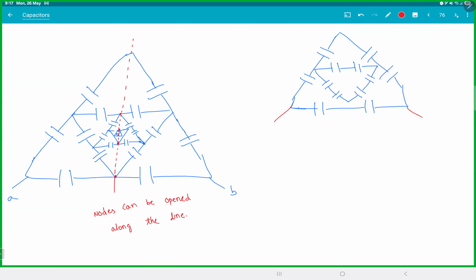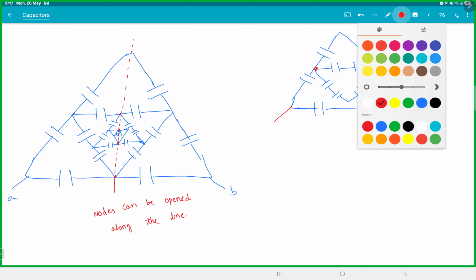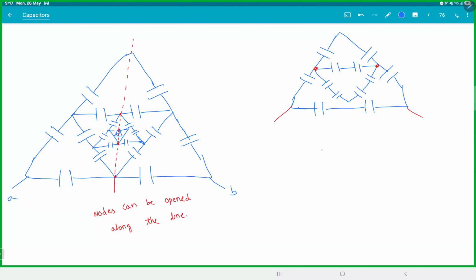Previously, you can't say that. Both are not same initially. This point is not connected to anything. This point is touching. How are they same? So now we will say this whole section inside is identical to this thing. So you can replace this.